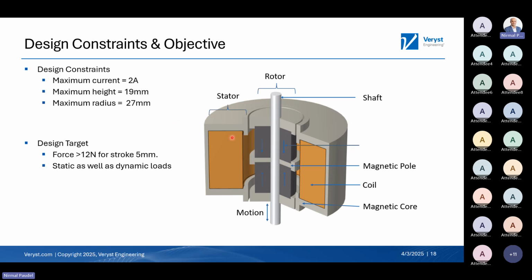There is a design constraint here: 2 amperes is the maximum current. There are height and radius limits, and the target here is to achieve a 12 newton force for a stroke of 5 millimeters. So we want a continuous 12 newtons or higher force when the actuator is at a 5 millimeter stroke, and that's the case for both static and dynamic load conditions. We'll model the additional spring and dampers on it, not physically, but mathematically by using equations.